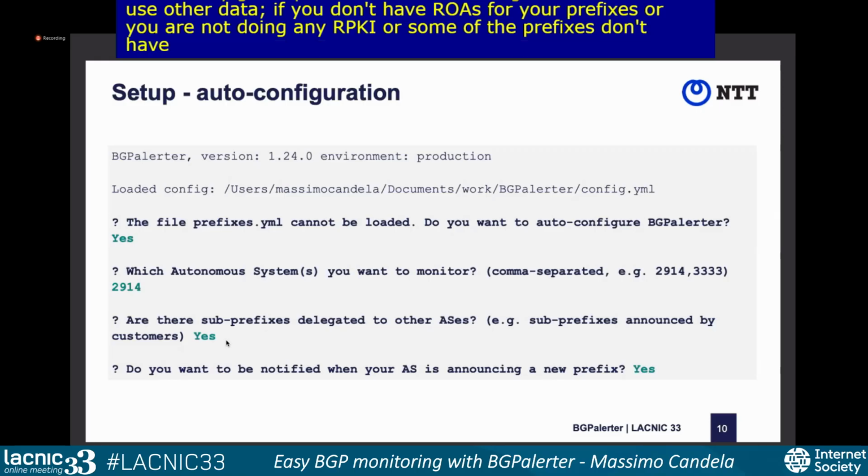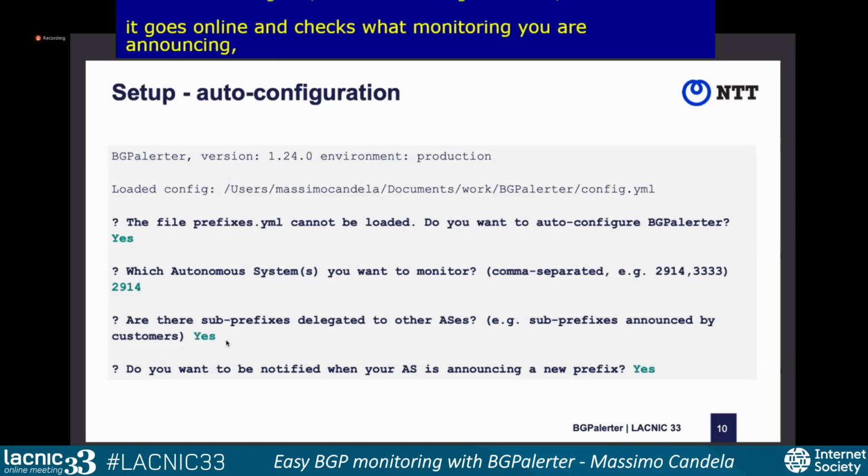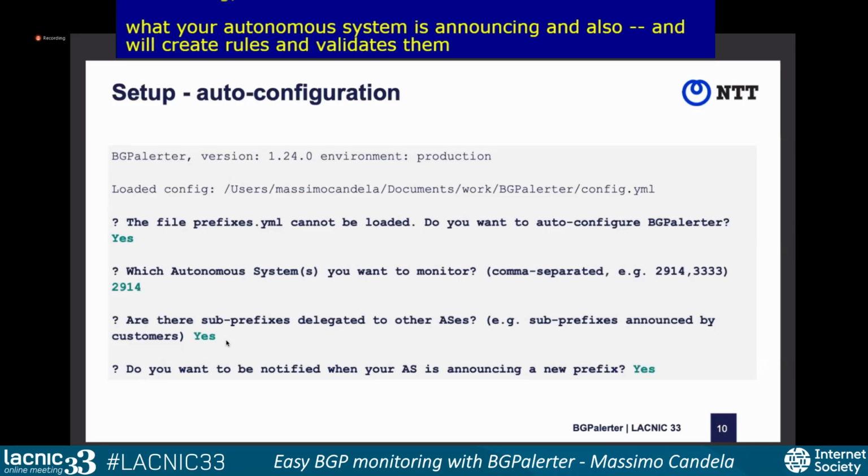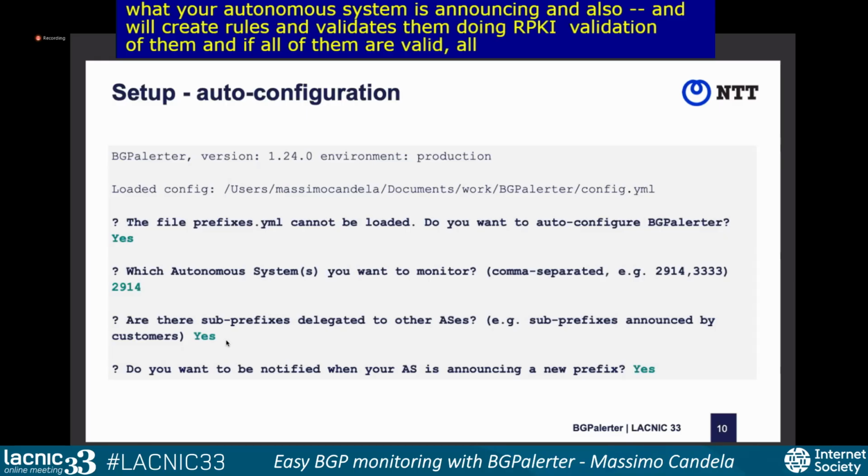It will just work. The only thing is that this auto configuration just goes online and checks what your autonomous system is announcing at the moment, all the prefixes and all the sub-prefixes. It creates rules based on that, and then goes on and validates them with RPKI validation. If all of them are valid, so all of your prefixes are signed, your configuration is good to go. There is nothing that you should check.